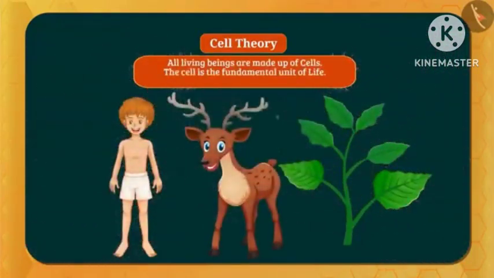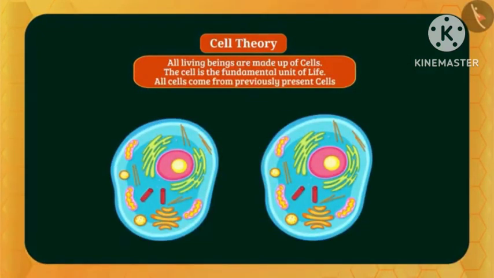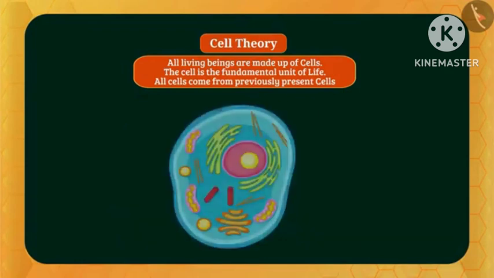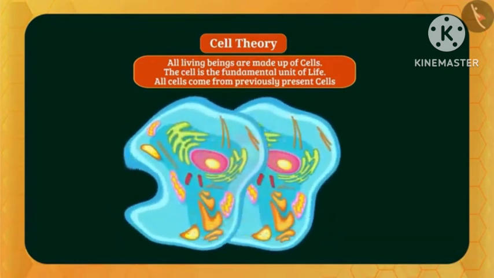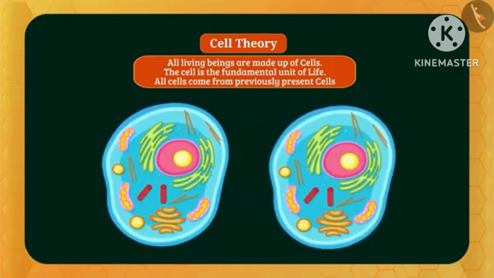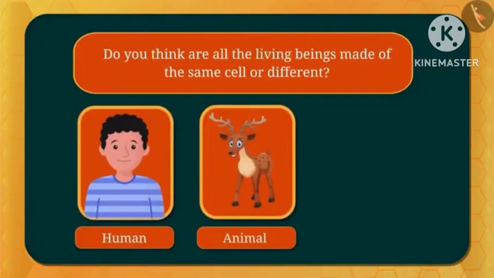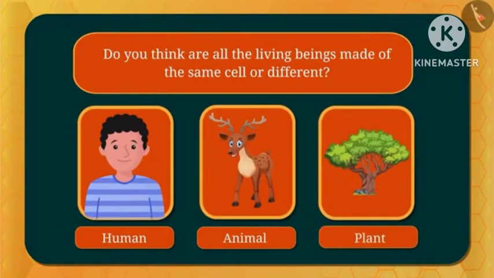Now there comes the cell theory. All living beings are made up of cells, but we all look different. The cell theory says that all living things are made up of cells, the cell is the fundamental unit of life, and all cells come from previously present cells, so they look alike. Human cells came from humans.